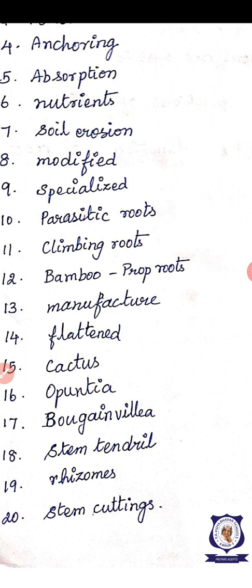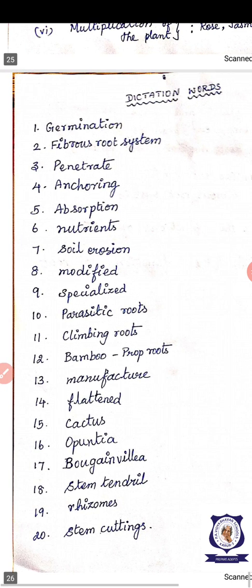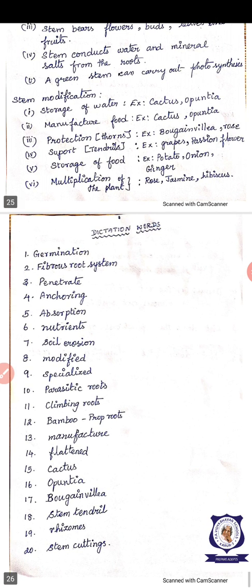All these things you keep in mind, children, and take down the points. Write in your notebook. Dictation words also write three times in the notebook and memorize them. Dictation words and spelling and all, memorize. And functions of stem, functions of root, all these things you keep in mind. Get them very clearly with this lesson, okay, and prepare well. Thank you, children.